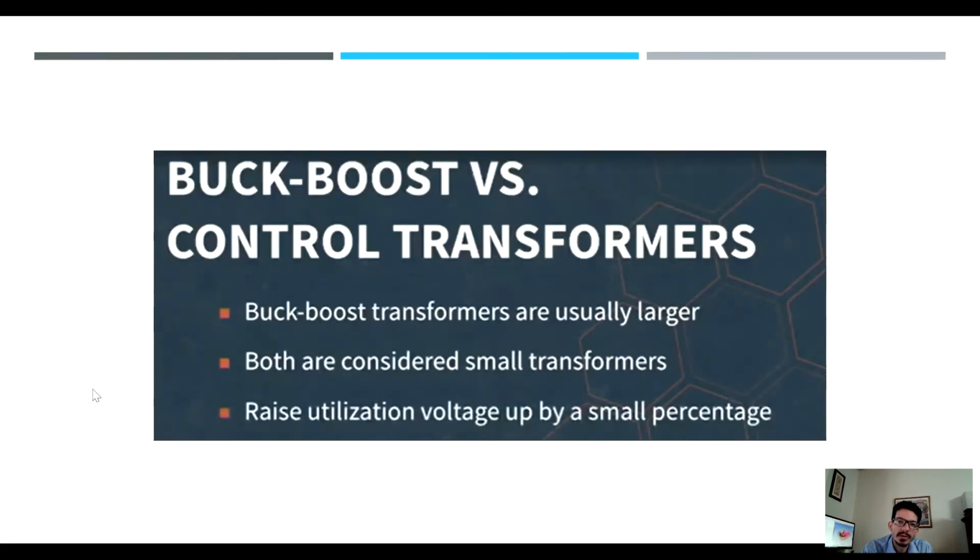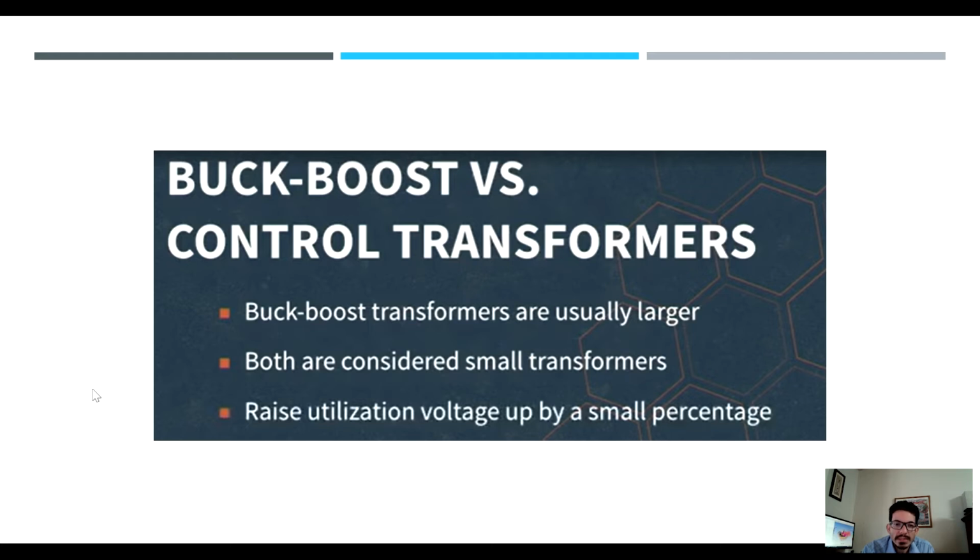So we talked about the buck and boost, and that's a little different than the control transformers. The buck and boost are usually larger. Of course, they have to bring voltage up, so they need more coils from one side to the other to be able to increase the current and the voltage. But both are considered small transformers. They're the size of a fist sometimes. They don't need to be extremely large when they're dry. The dry type transformers don't need to be very big.